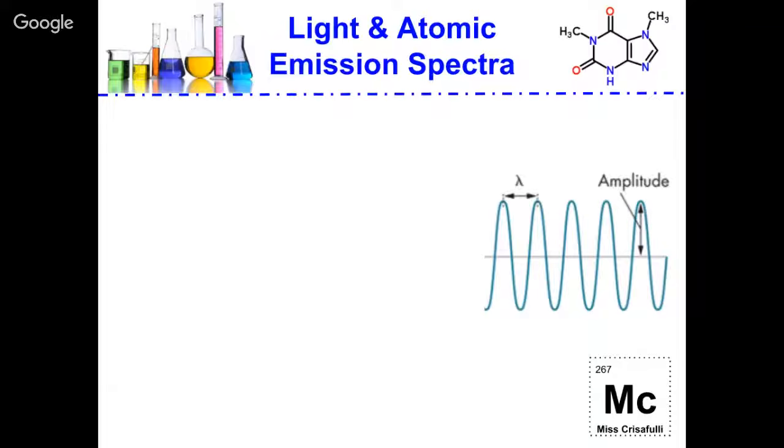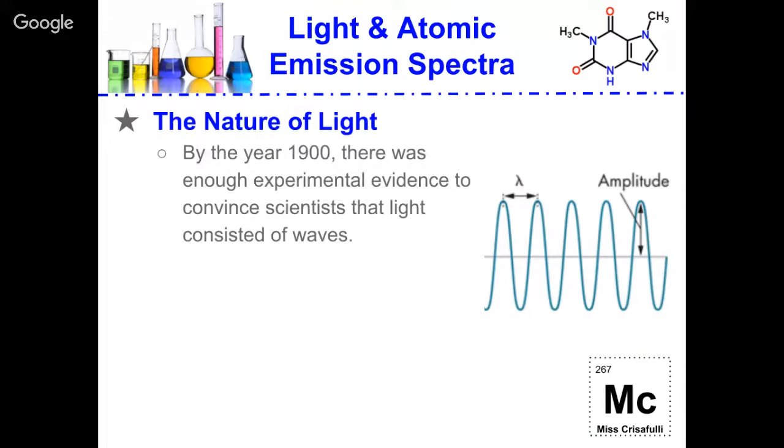This is your Chapter 5, Section 3 video notes all over atomic emission spectra and the quantum mechanical model. So let's talk about light and atomic emission spectra first. Let's talk about the nature of light. By the year 1900, there was enough experimental evidence to convince scientists that light consisted of waves.